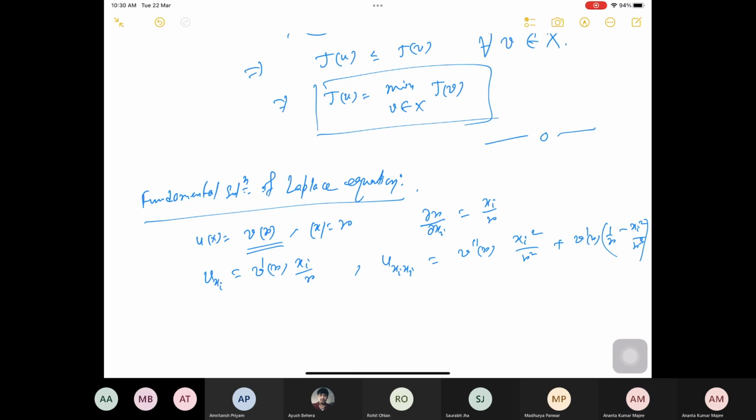So I need the Laplace of u, which is the summation over i equal to 1 to n of u xi xi. Now summation over i of xi square is equal to r square, so I have v double prime of r, and plus v prime of r times the summation, which is n by r minus r square by r cube, that is, n minus 1 by r times v prime of r. You are just summing over xi, and from here it is n because the summation over i from 1 to n gives n.